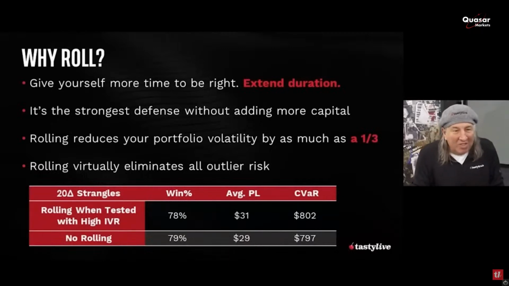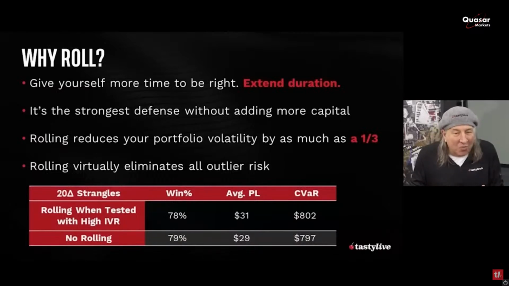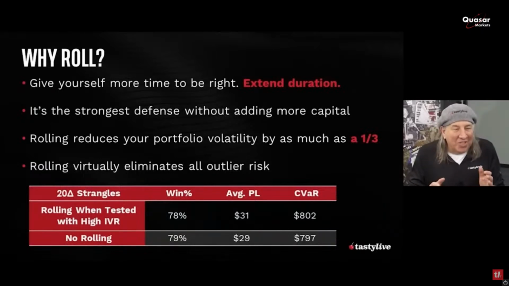That's why you roll. We also roll because it reduces the volatility of your portfolio by as much as a third. So when your portfolio, let's say, has $100 of risk a day, if you roll forward, you reduce that risk because you're adding duration by as much as $30, or as much as 30%. And then rolling, and this is the real key here, it eliminates most of your outlier risk.